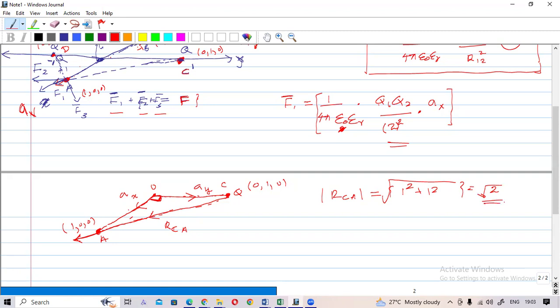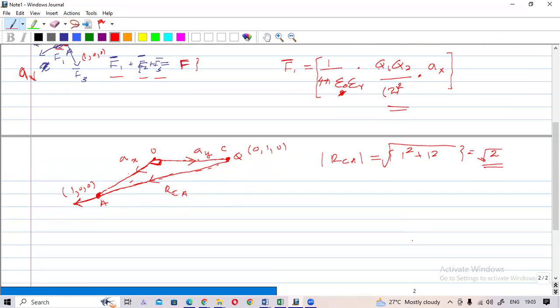This is RCA. So keep in mind, if you consider two coordinates, one point here and one point here, B, and you want to find the distance from A to B, what you have to do? Point A, let's say, is AX, AY.